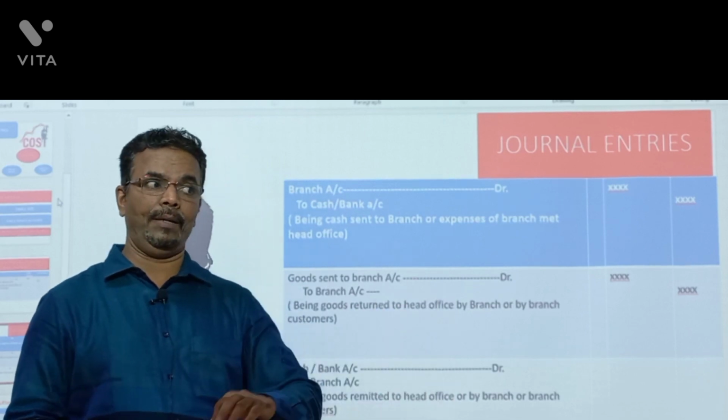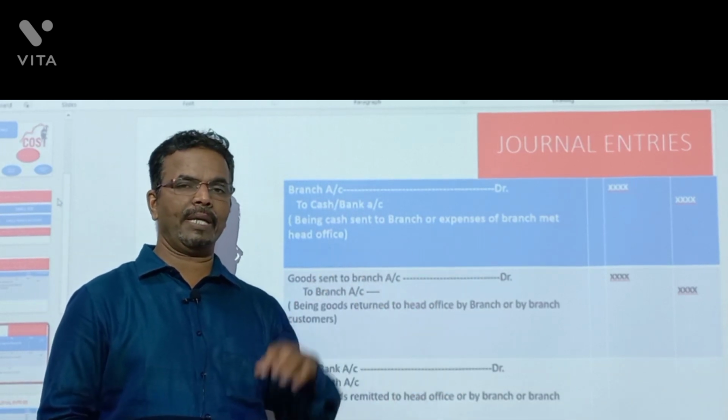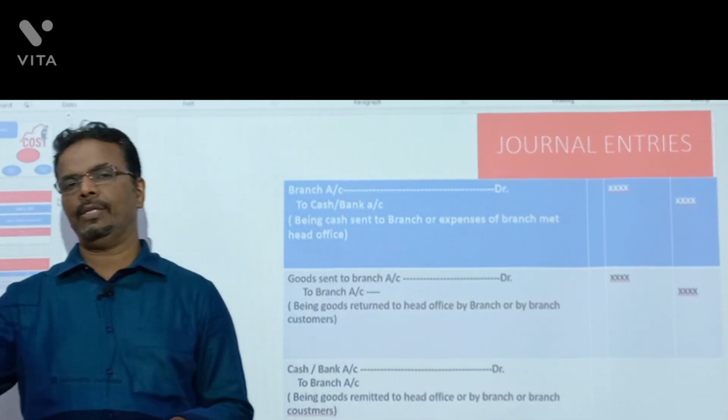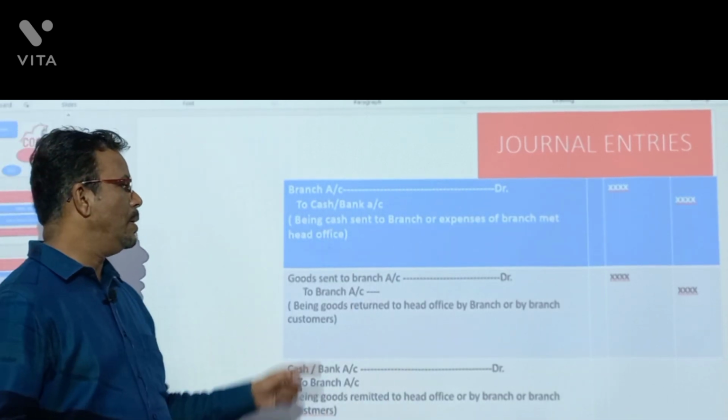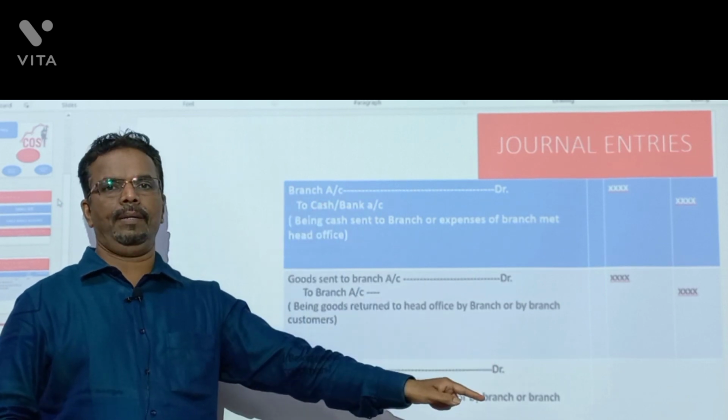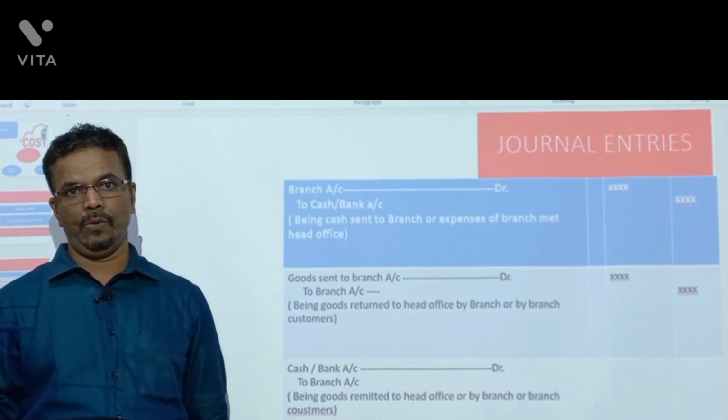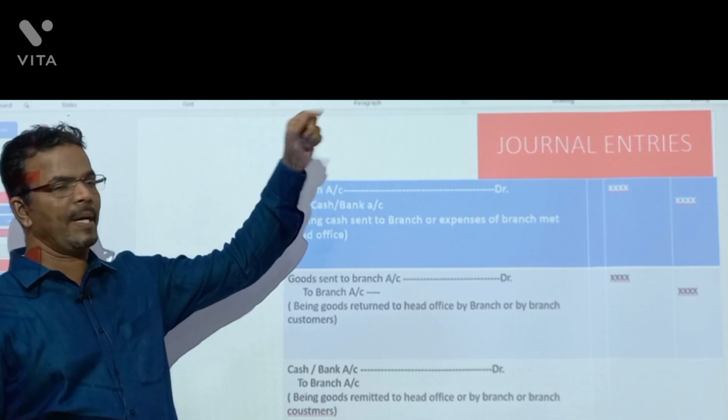Now at the year ending, the branch is sending whatever cash it has collected to the HO. Whatever goods are remaining, that is also sent to the HO. So in this case, the branch has sent goods to the HO. For that journal entry, who will be passing it?